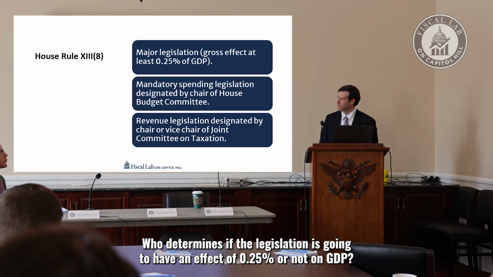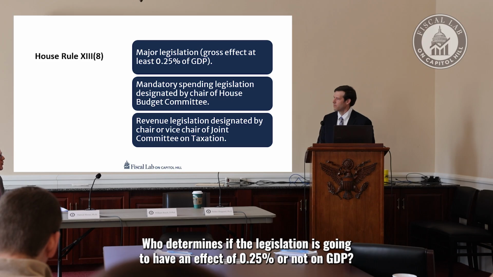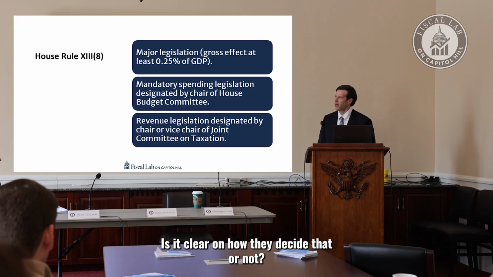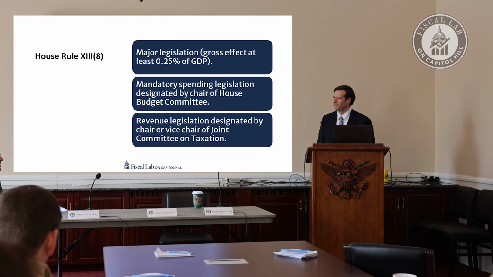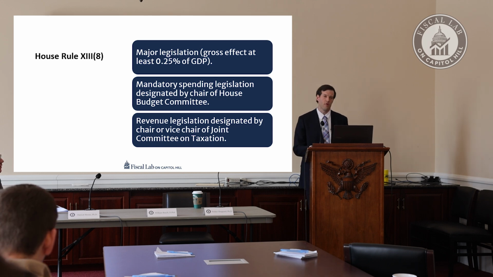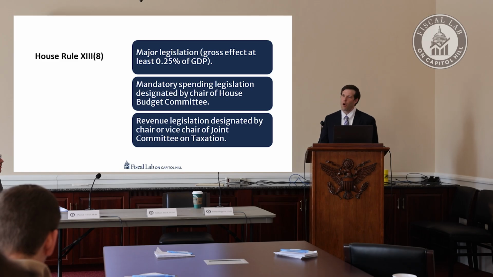Yes? Who determines if the legislation is going to have an effect of 0.25% or not on GDP? CBO determines that. And is it clear how they decide that or not? It basically falls on Phil Swagel, the director, to make a determination once a bill gets far enough along in the process. You can do a rough estimate without going through the full process, and a ballpark estimate would indicate whether it would be significantly above 0.25%.